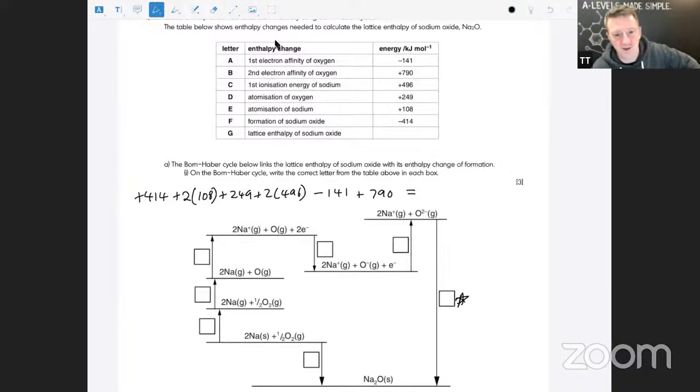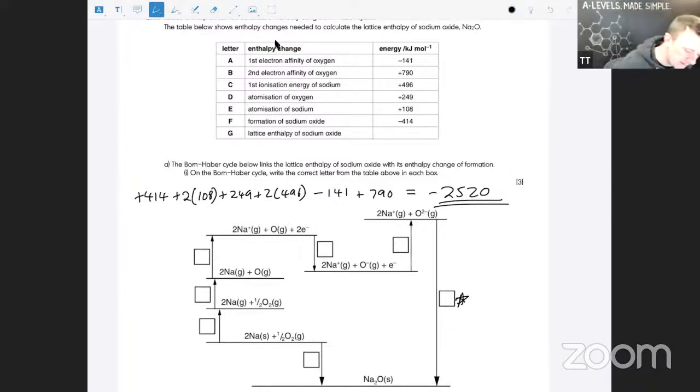Atomization of oxygen. Well, we assume it's O2, okay? Because the natural state of oxygen is O2, isn't it? And because we're only using one oxygen, it's half O2. So we just use that whole one. So the answer here is -2520 kilojoules per mole. Okay, -2520 kilojoules per mole.